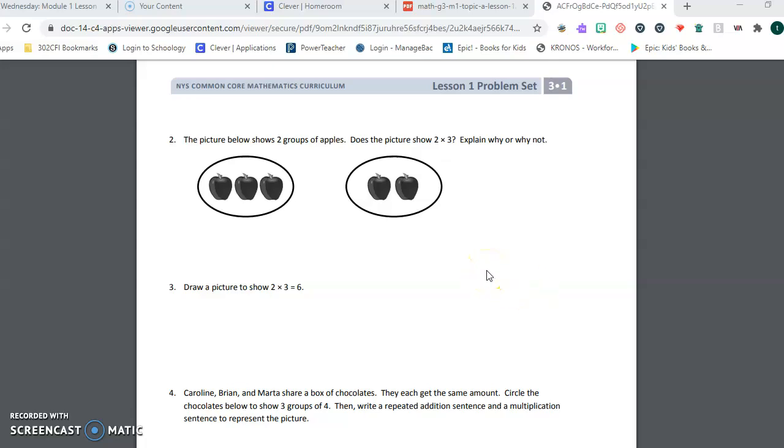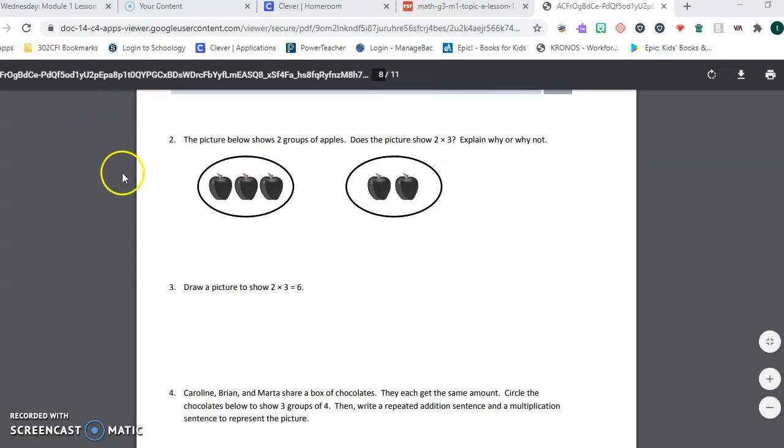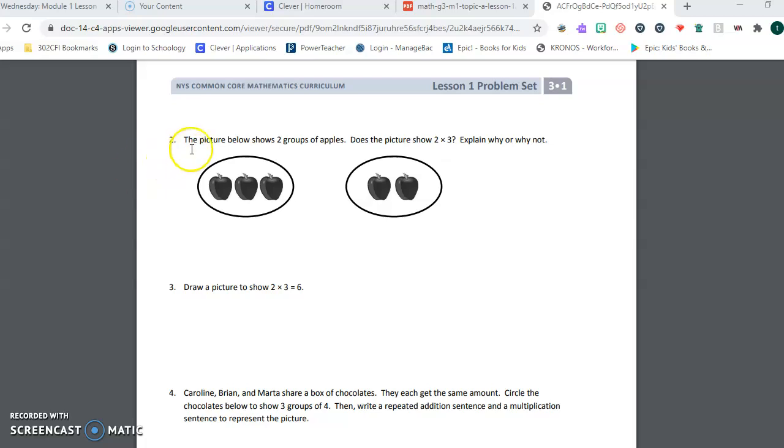But I'll help you as much as I can. And in the beginning, we're going to take it easy, we're going to take it slow, and just do our best to help each other. So here, I'm going to go ahead and read number 2 for you.